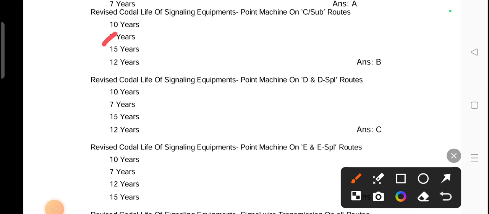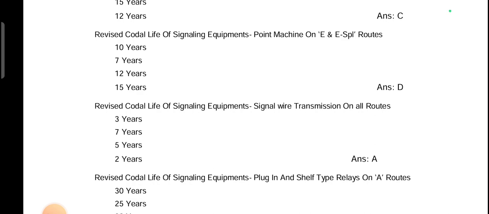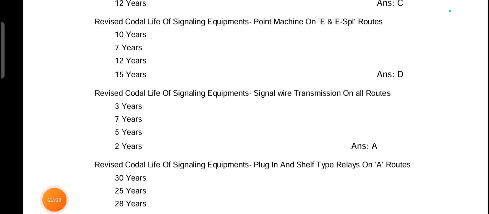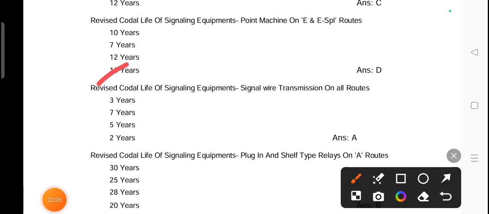7 years. Revised total life of signaling equipment point machine on D and D special routes, 15 years. Revised total life of signaling equipment point machine on E and E special routes, 15 years. Revised total life of signaling equipment signal wire transmission on all routes, 3 years.